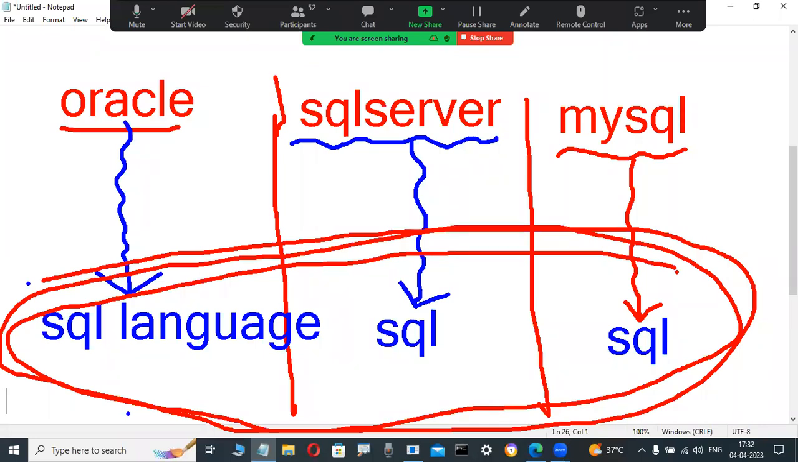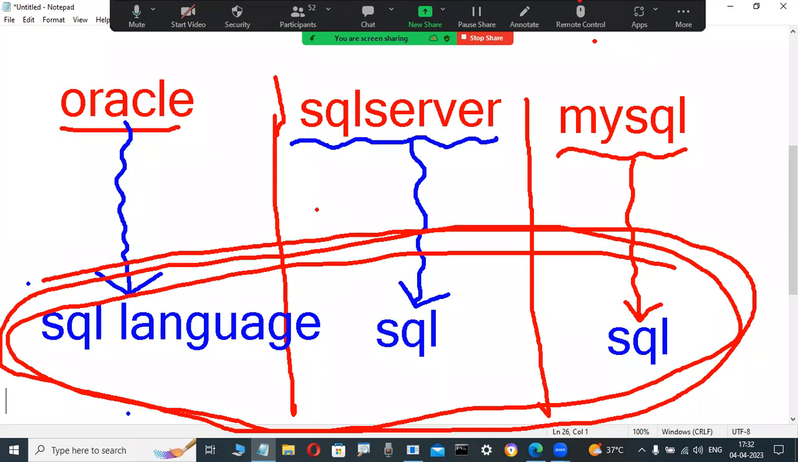But unfortunately, are all these SQL languages same or different? I'm confusing only. Now can anybody guess? Are there any technical persons? Tell me. Are all these SQL languages same or different? Only one answer is correct.